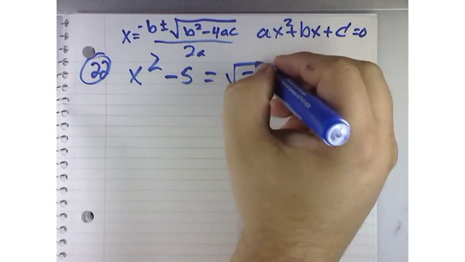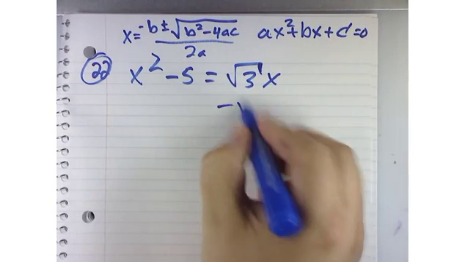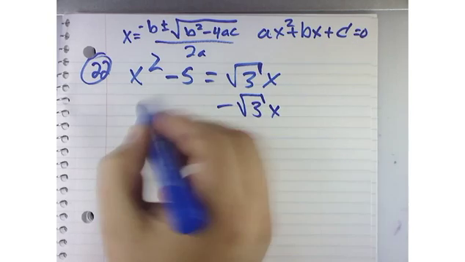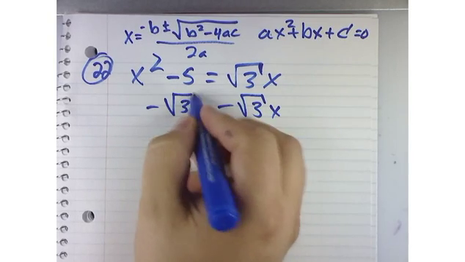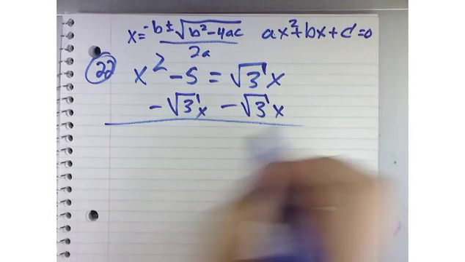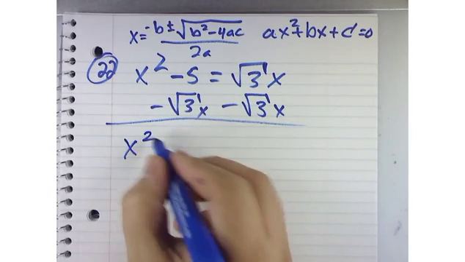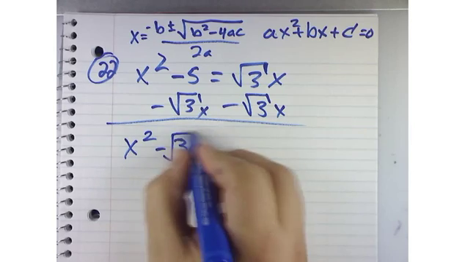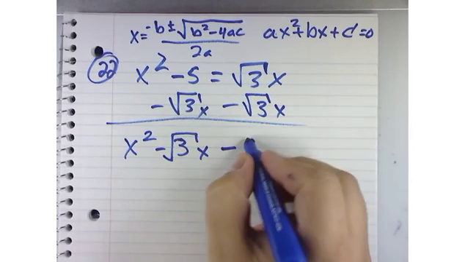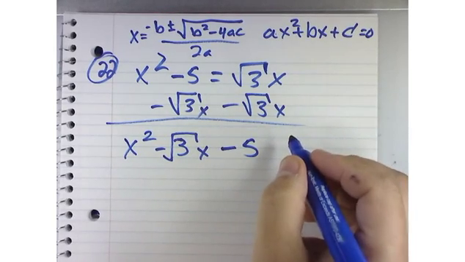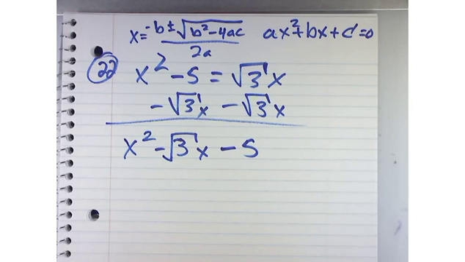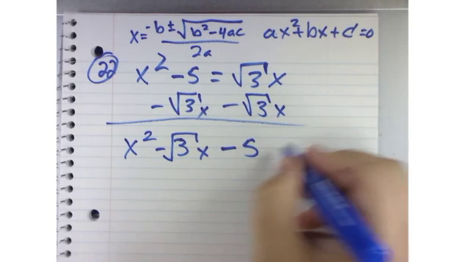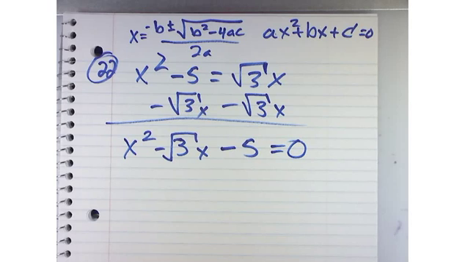I've got to move this square root of 3x over to the other side of the equal sign to solve for 0, right? So when I do that, I get x squared minus the square root of 3x minus 5. Oh, no, it'd be minus, right? And all that equals 0. Okay?